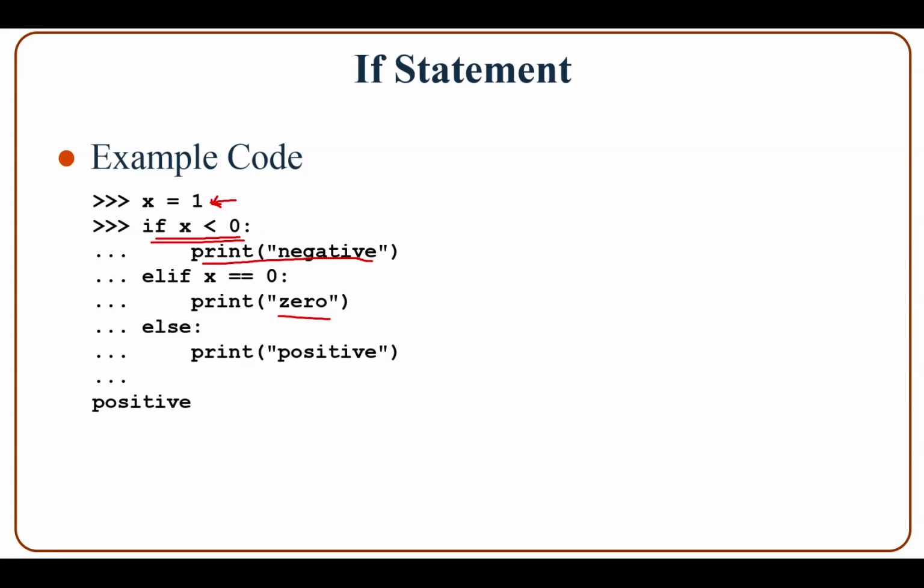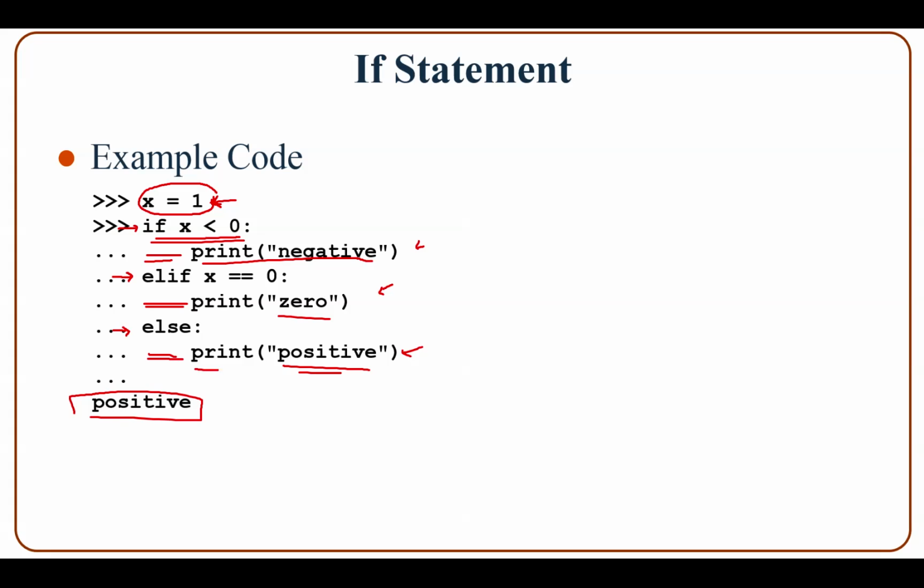Let's just run this, and notice that there is equal indentation for all the print statements here. This is the result, and this is positive. The value in x is 1. So the first condition is not met, and you go to the next, and it's not met as well. So finally you go into else and print out positive.